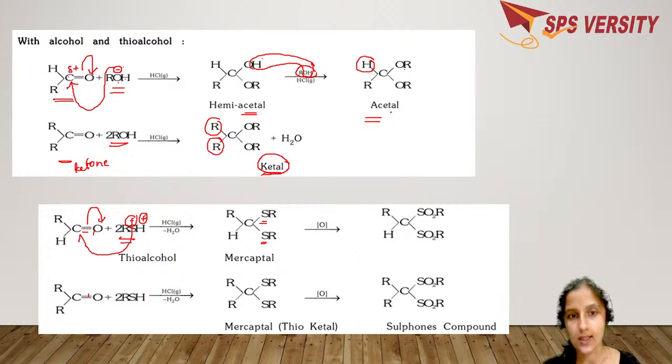When it is oxidized, if you use an oxidizing agent for the oxidation of this compound, that results in the formation of SO2R. Whereas if you take the ketone and carry out the same reaction, you get the same type of products, but here it is thioacetal and here it is thioketal. When oxidized, you get the sulfones of the compound, where the difference lies only here. Rest, both of them react in the same way. So with the reaction of alcohol and thiol, you can't distinguish between the aldehyde and the ketones using this test because they react in the same way.